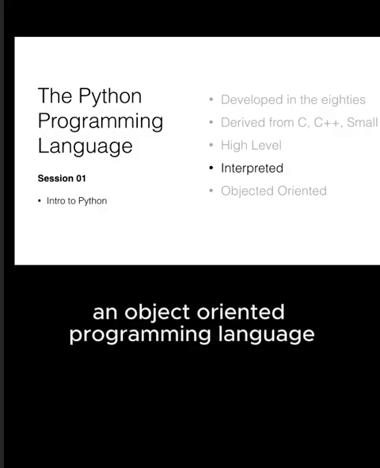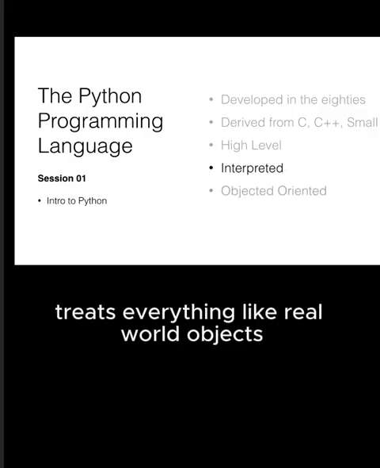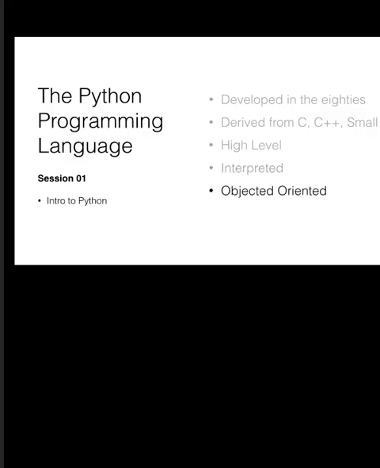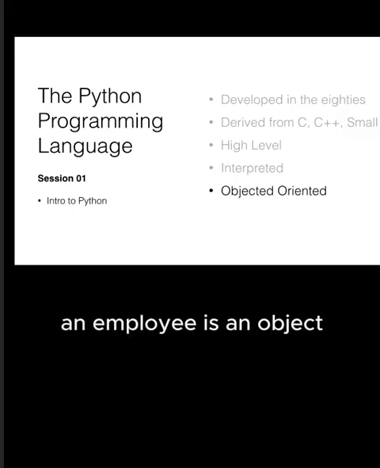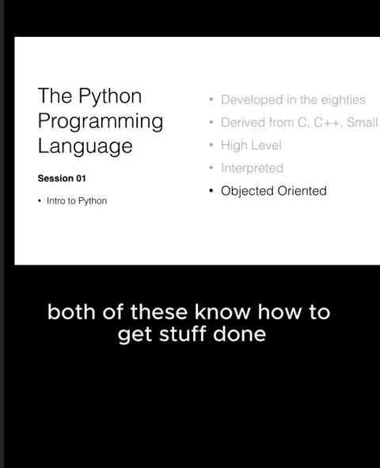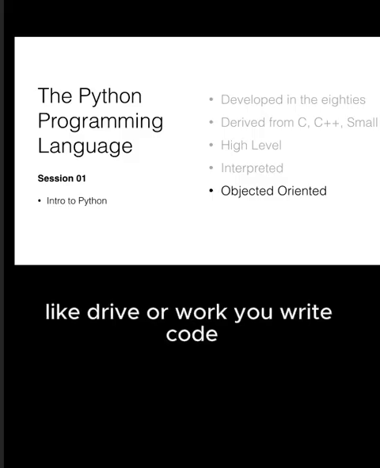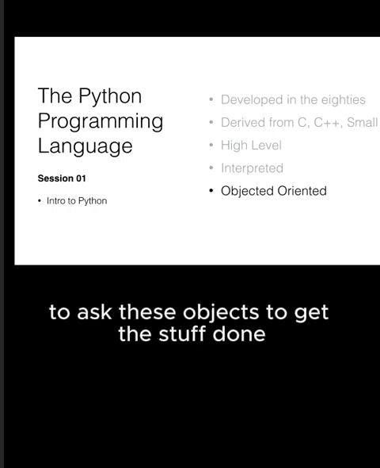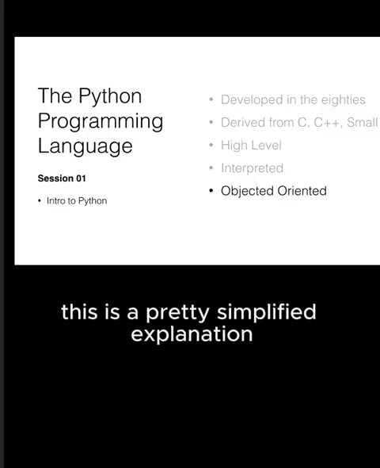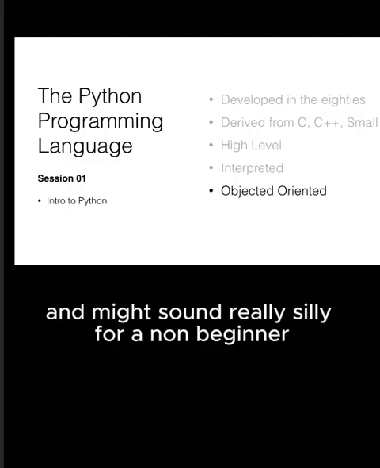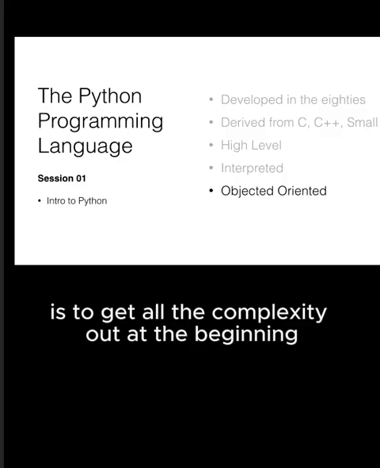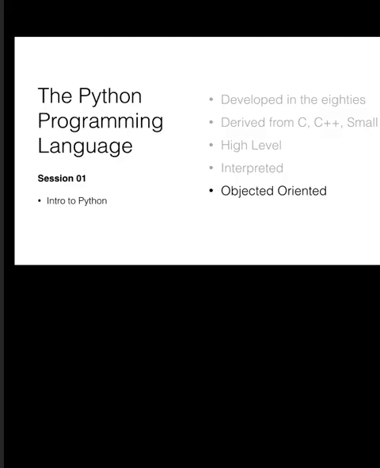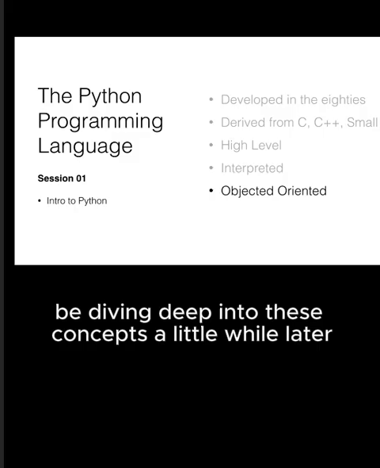An object-oriented programming language treats everything like real-world objects. A car in object-oriented terms is an object. An employee is an object. Both of these know how to get stuff done, like drive or work. You write code to ask these objects to get the stuff done. This is a pretty simplified explanation and might sound really silly for a non-beginner. Our intention is to get all the complexity out at the beginning, and we'll definitely be diving deep into these concepts a little while later.